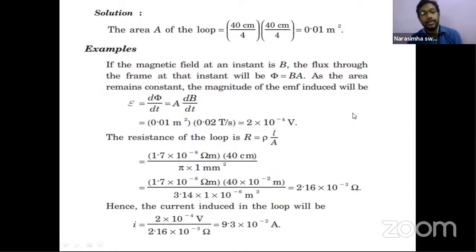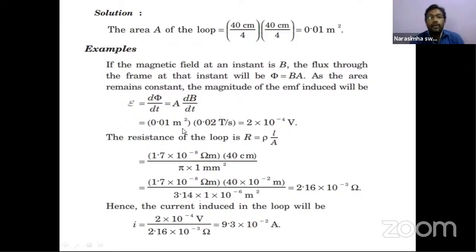The formula is E equal to d phi by dt, where phi is equal to BA. Now the rate of change of flux. Why is the flux changing? Because the magnetic field is changing. That is the problem here. We wrote phi as BA, but B is changing, not constant. So it is dB by dt, and A is as usual.